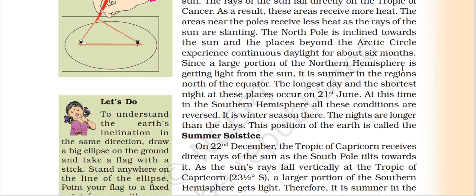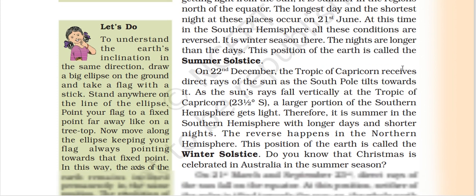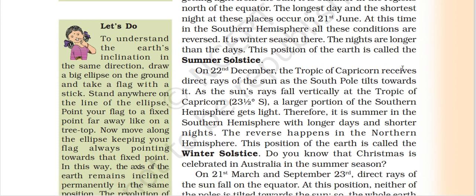On 22 December, the Tropic of Capricorn faces the sun directly as the South Pole is tilted towards it. As the sun's rays fall vertically on the Tropic of Capricorn, a larger portion of the southern hemisphere gets light. Therefore, it is summer in the southern hemisphere with longer days and shorter nights. The reverse happens in the northern hemisphere. This position of the earth is called the winter solstice. Do you know that Christmas is celebrated in Australia in the summer season?